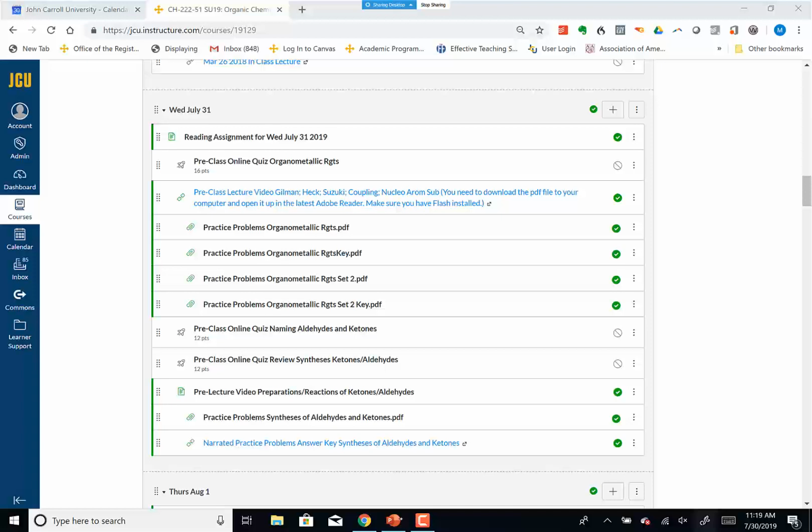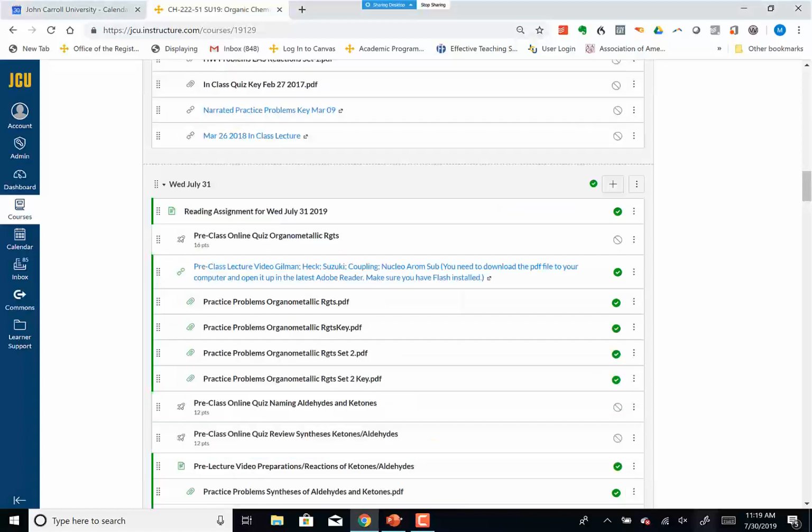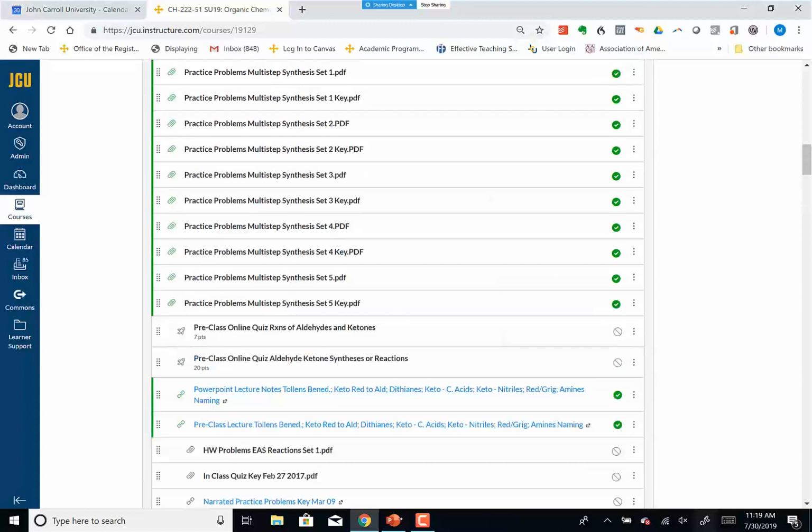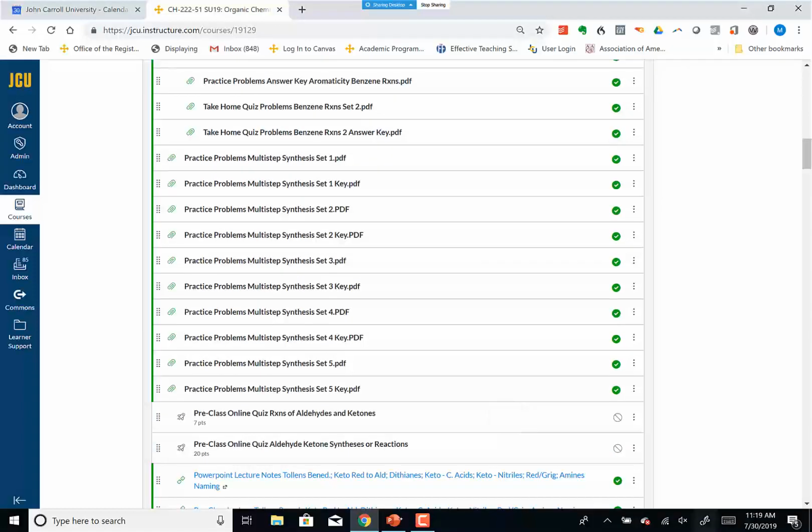So I would ask you to look at that, and as you're doing that, write down any questions that you have. And then tomorrow we'll incorporate these reactions, after your questions, into how do I go from benzene to another molecule with 1, 2, or 3 groups on it. And if you want, there are mucho amounts of practice problems, set 1, set 2, set 3, all the way down to set 5.